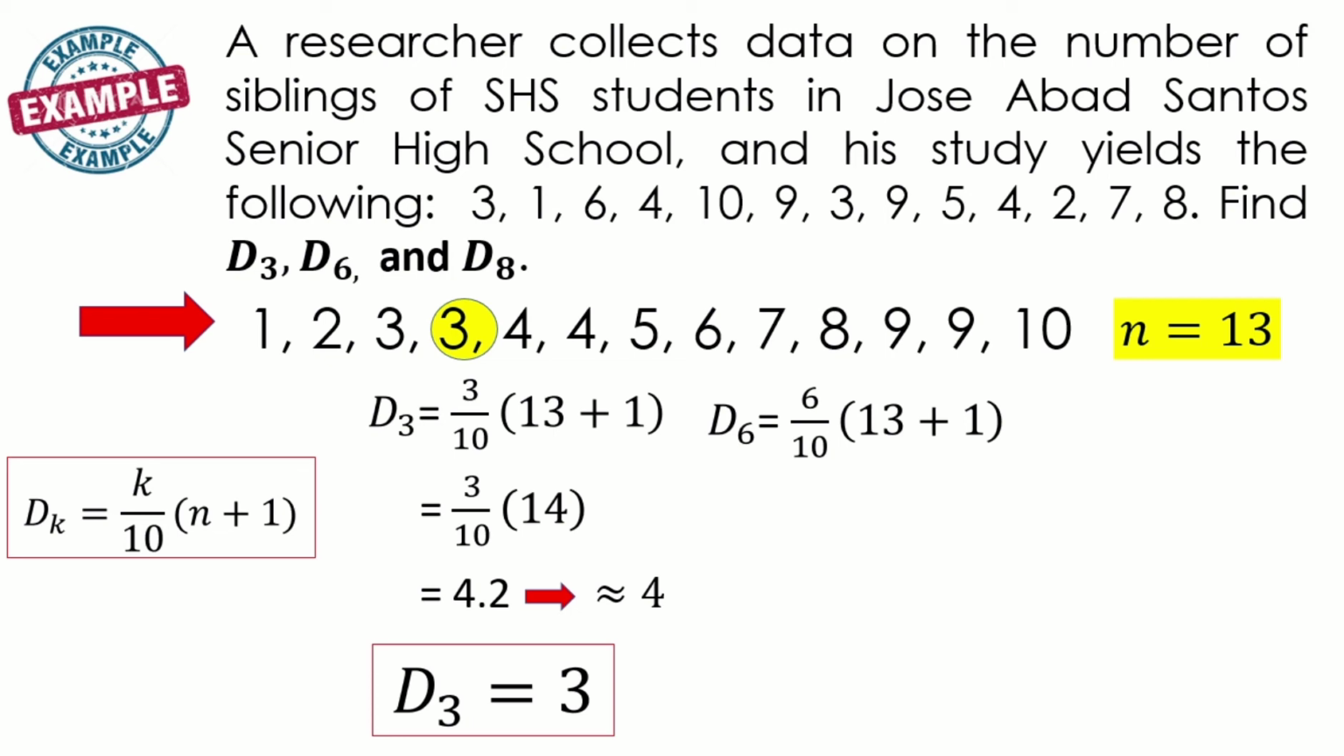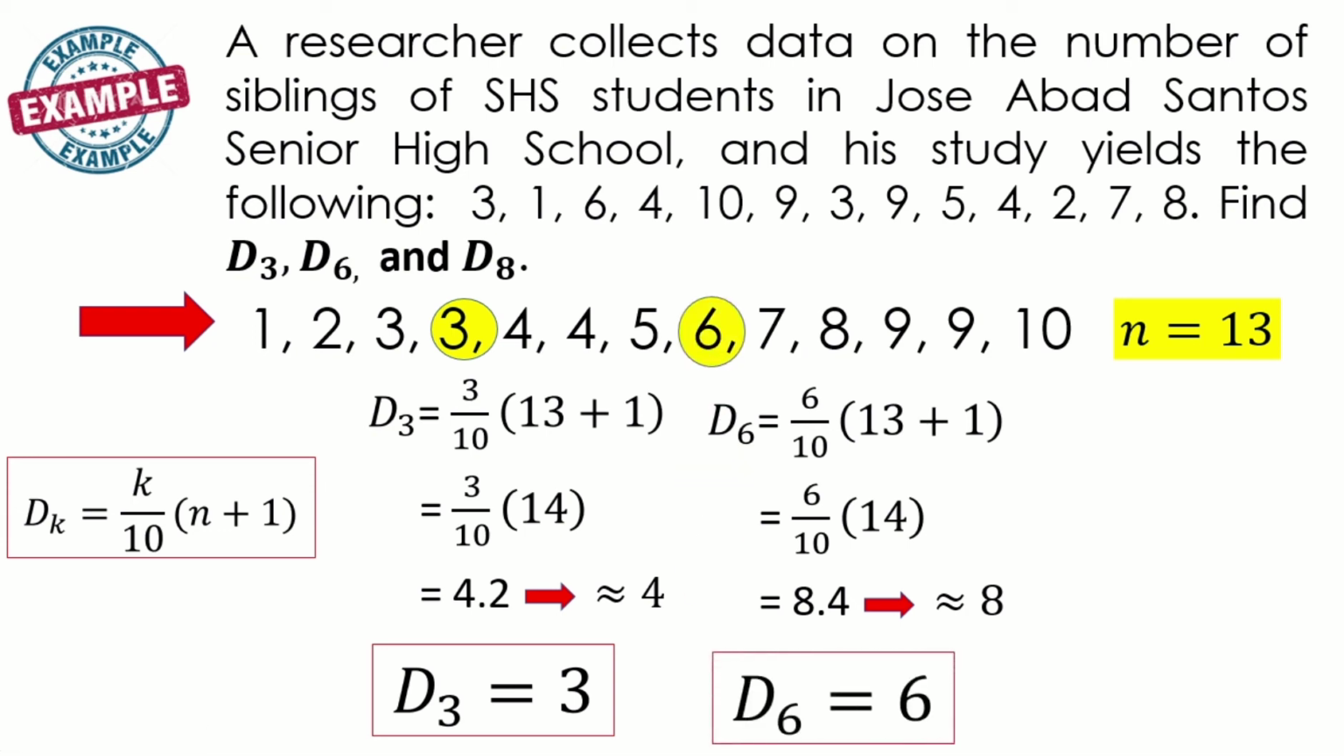Next, the 6th decile. So, kung 6 yan, so 6 yung ipapalit naman natin dito sa k. K is 6 divided by 10 times 13 plus 1, or 6 over 10 times 14. So, the answer is 8.4, that is equivalent to 8. So, ibig sabihin, pang 8 siya dito. Bilang 1, 2, 3, 4, 5, 6, 7, 8. So, the answer is 6. So, ang sagot natin for the 6th decile is 6.